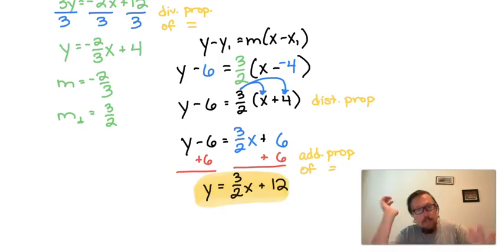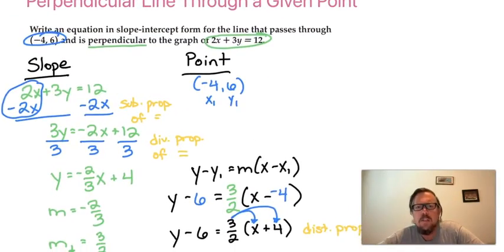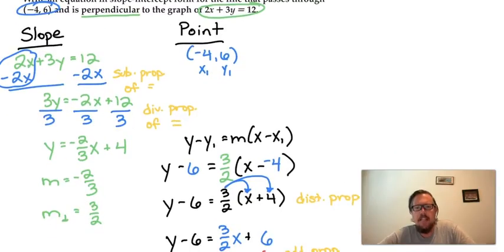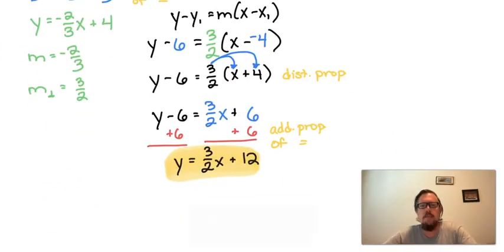That is perpendicular to the original equation we were given, which was 2x plus 3y equals 12, and it goes through the point -4, 6. Y equals 3/2 x plus 12.